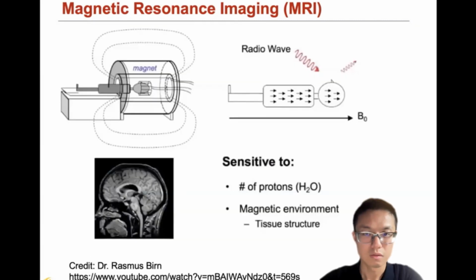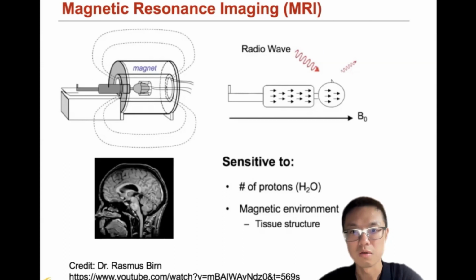Okay, so in this slide, the picture summarizes the principle of MRI in a nutshell. This MRI machine has a large magnet, so it will create a strong magnetic field. And we know that the human body is composed of more than 50% water, right? For water, we have 2 hydrogen atoms and 1 oxygen atom.